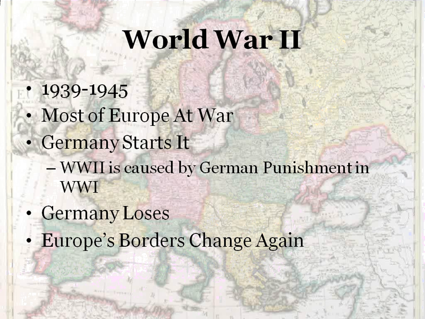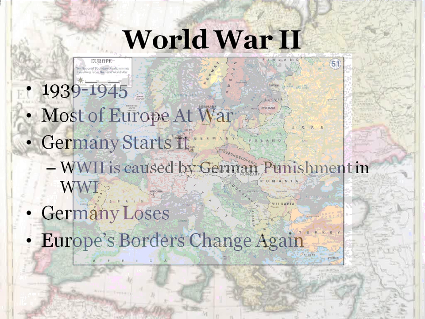So Europe's borders change again. I know, that'd be odd. The entire country gets shifted over. And what that means is that everybody has to move with the country. It happened. There were massive amounts of people that had to walk hundreds of miles because their country got moved.